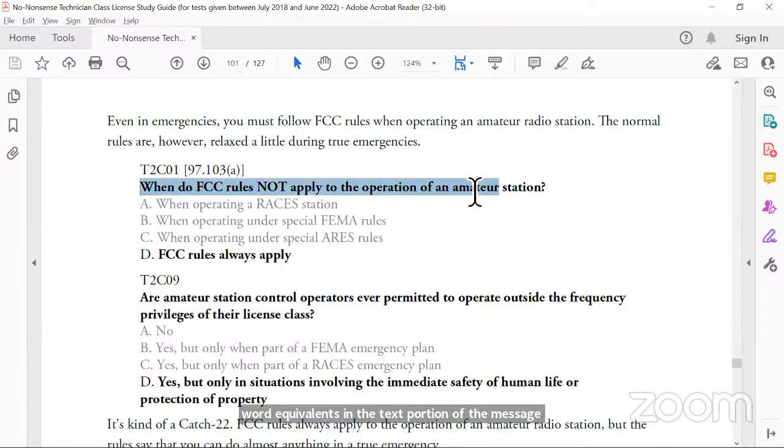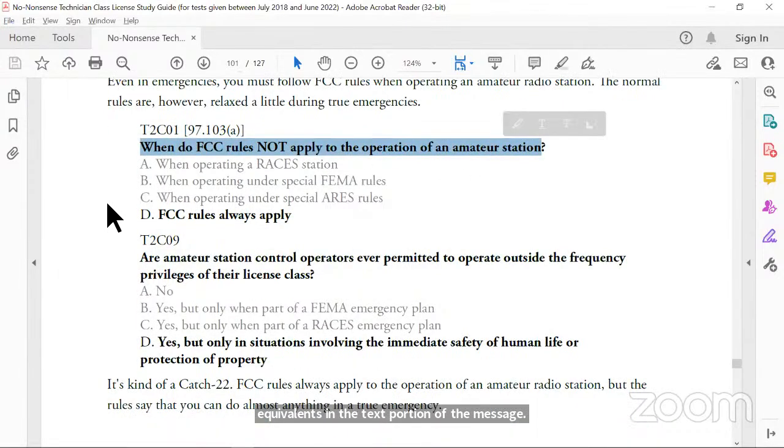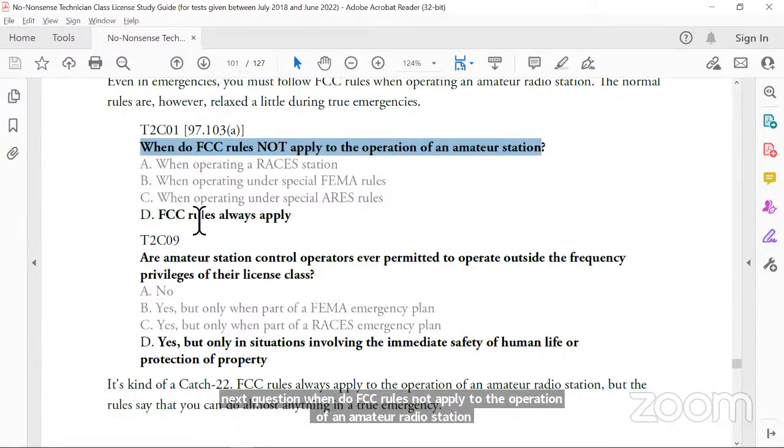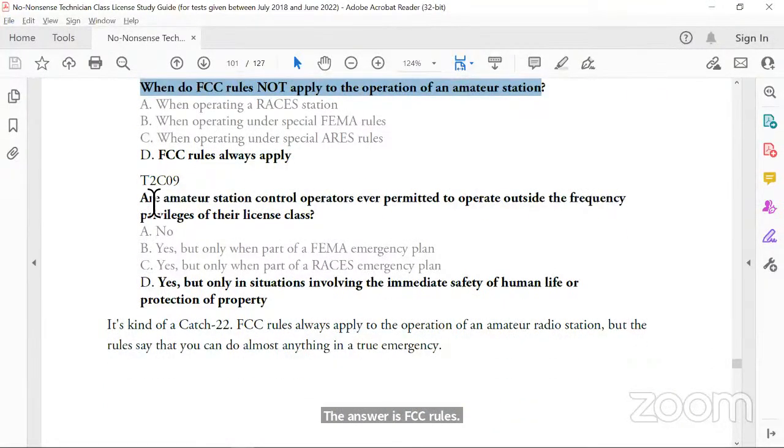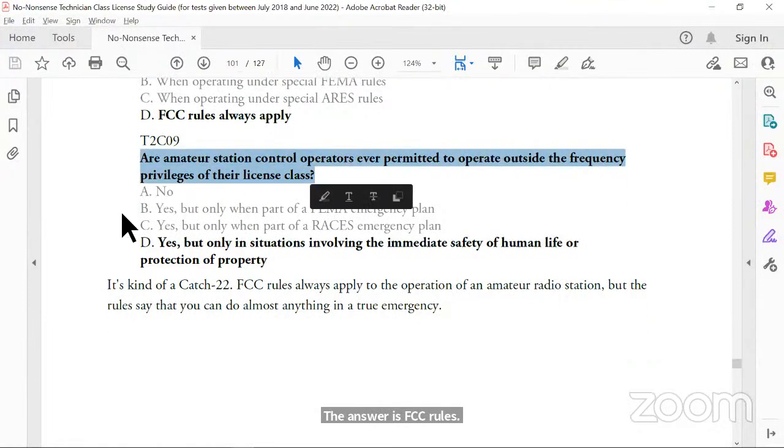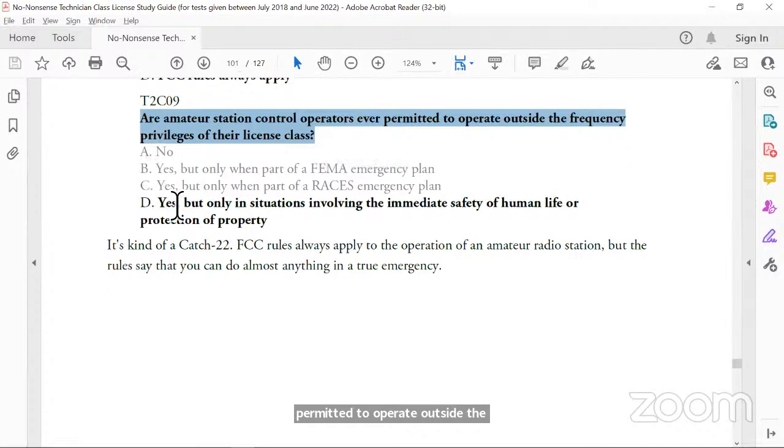Right. Next question. When do FCC rules not apply to the operation of an amateur radio station? Remember we said that's a trick question. The answer is FCC rules always apply. Okay, next up. Are amateur station control operators ever permitted to operate outside the frequency privilege of their license class? Yes, but only in situations involving the immediate safety of human life or protection of property.